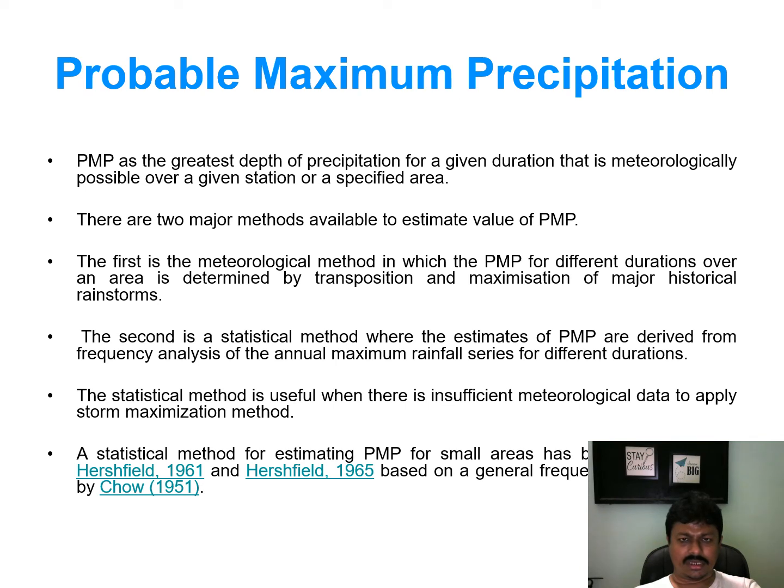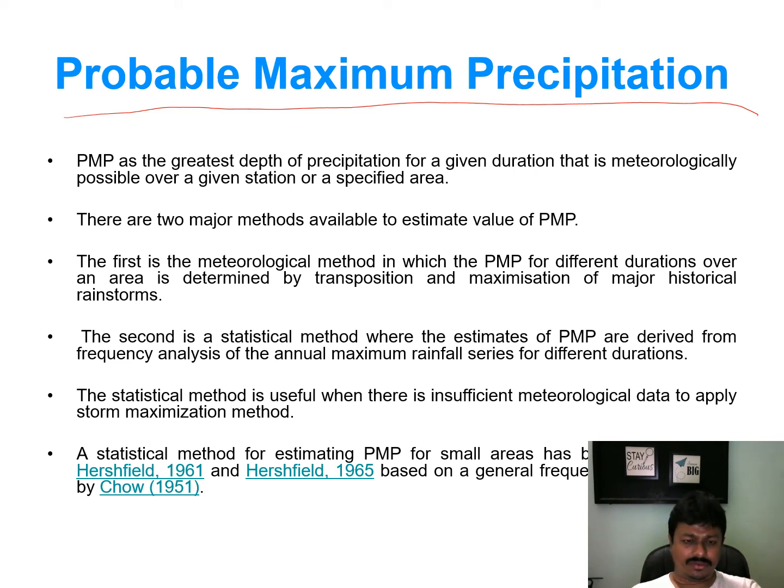Now, there is another concept known as probable maximum precipitation. This is nothing but the probability of a precipitation which has the greatest depth, that means the peak rainfall for a large return period. Here you can see PMP is the greatest depth of precipitation for a given duration that is meteorologically possible over a given station of specified area. So PMP means the maximum, the probability of the occurrence of maximum precipitation.